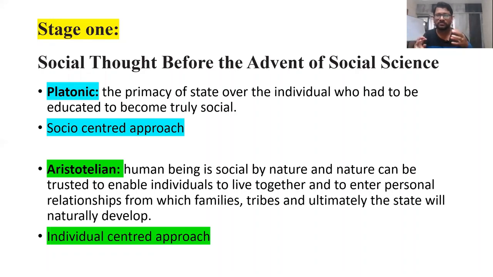So these two are the primary ideas that were put forward in a historical way, way back, when social psychology was developing. And in modern times, these two traditions of social thought have been known as the socio-centered approach and the individual-centered approach. The socio-centered approach emphasizes the determining function of social structures like systems, institutions, groups, etc. So it means the state is more prominent here than the individual. The state is more powerful, right?